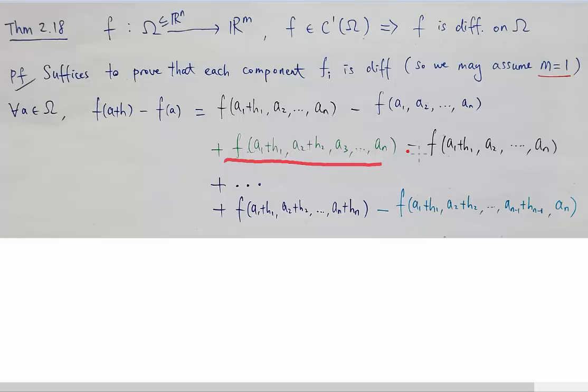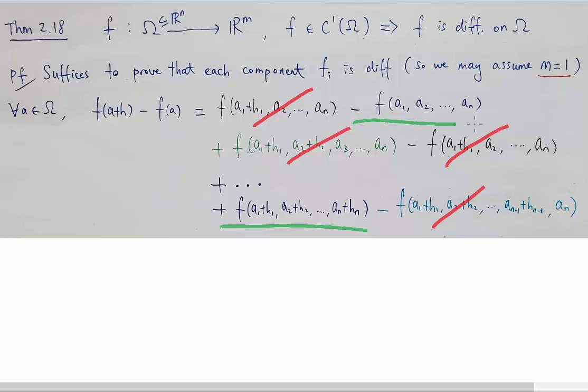And then next we add and subtract another two terms, with h1, h2 being added to the first two coordinates. Now we keep on this procedure until we add and subtract the final two terms with h1, h2 up to h_{n-1} being added to the first n minus 1 coordinates. Now, by doing that, we add and subtract many terms in the middle, and eventually they will be cancelling with each other. And what remains will be these two terms, which is equal to the left hand side. Okay?